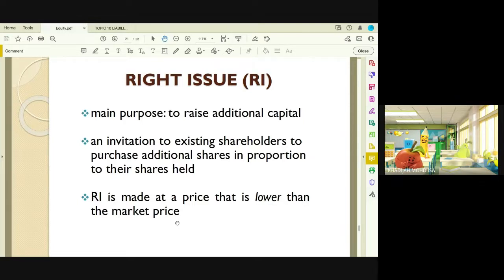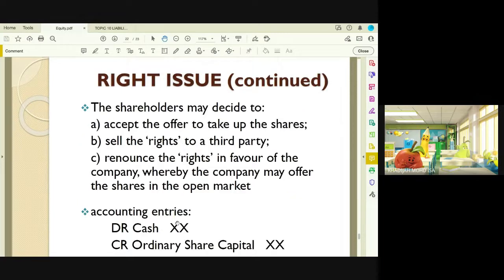All right, that means the share price is lower than the market price. So that is an invitation to get more people to invest. In this case, we are giving what we call loyalty shares. The shareholder may decide: if given an opportunity to purchase the shares, you can accept the offer to take up the shares, or you can sell the rights to a third party.